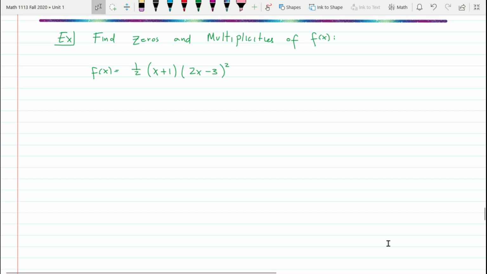Let's do an example of multiplicity. So here we have f of x is 1/2 times x plus 1 times 2x minus 3 to the second power. So, you're asking, what are we doing? We're going to find the zeros. So set it equal to 0. So 0 equals 1/2 times x plus 1 times 2x minus 3 to the second power.